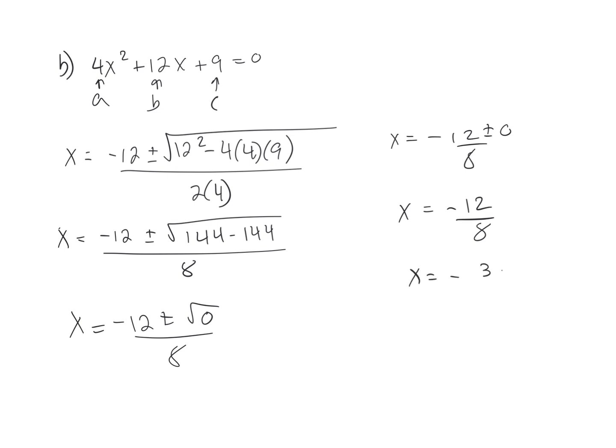Now, usually we will get 2 answers. And we do. If we add or subtract 0, we get 2 answers. This parabola just happens to cross the x-axis there. And that will be it.